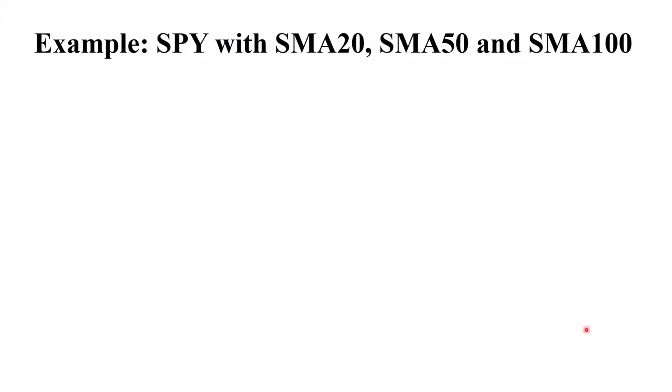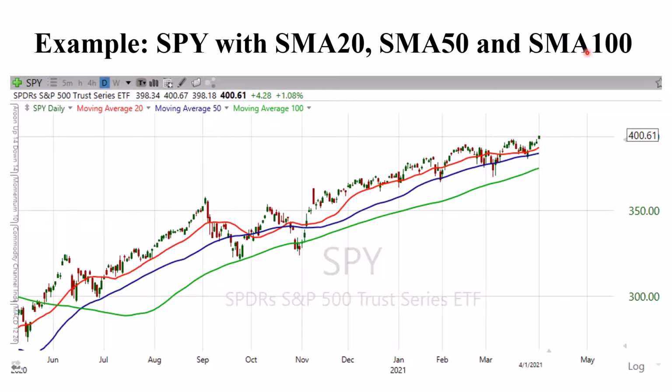20 days moving average is for short-term trend. Here, we introduce 50 days moving average for medium-term trend and 100 days moving average for long-term trend. SMA 50 has been widely used for gauging the market's sentiment, bullish for above SMA 50 and bearish for below SMA 50.